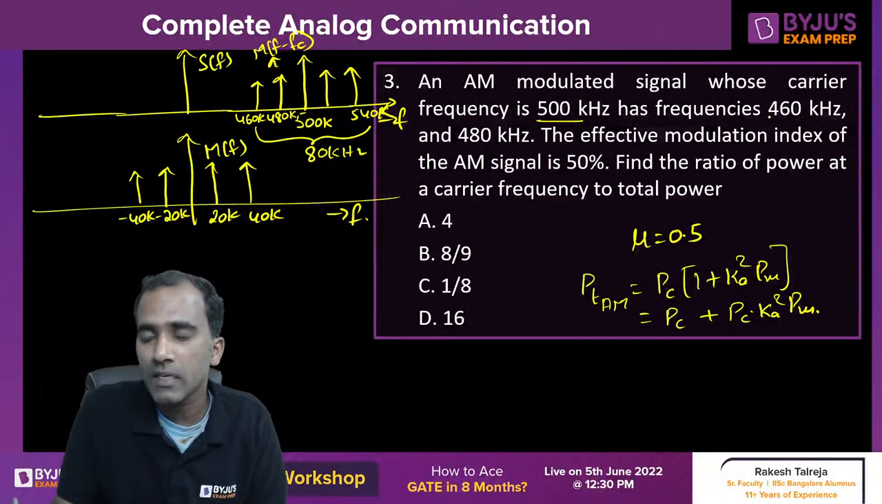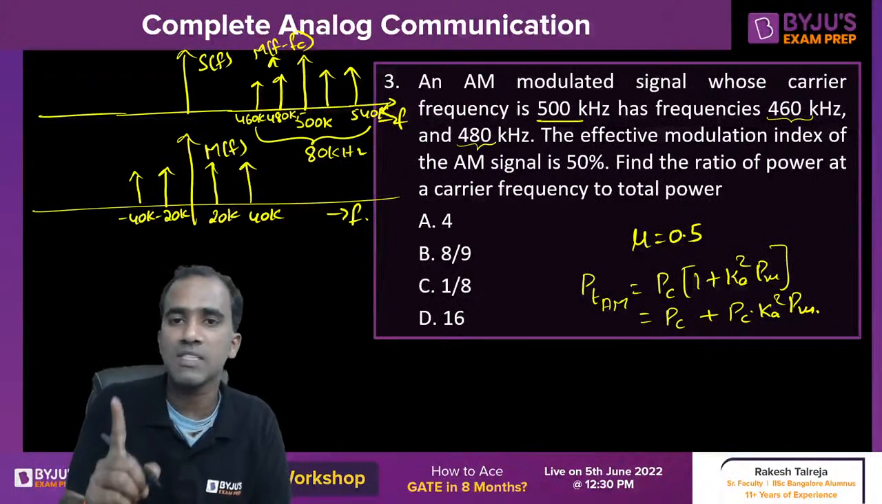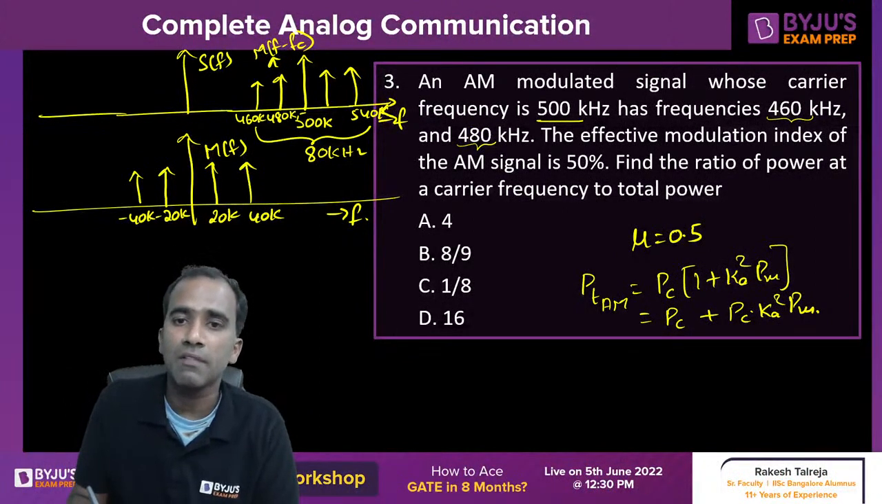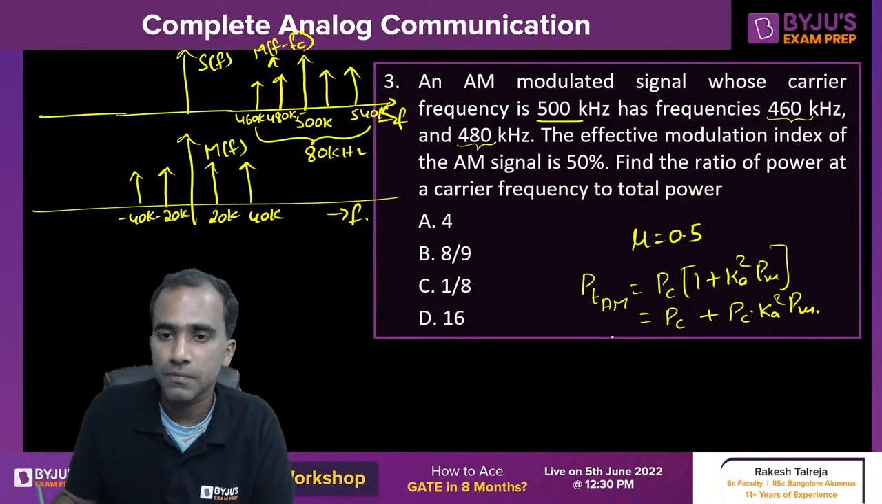Since I can observe that the message has two frequencies, it's not single tone modulation. Single tone modulation means only a single message frequency should be there. But here there are two frequencies in the message. When there is more than one frequency, it's not single tone modulation, so we have to use the general formula: 1 plus K square into PM. Otherwise, it will be 1 plus mu square by 2, which is the single tone case formula where the message has only one frequency.